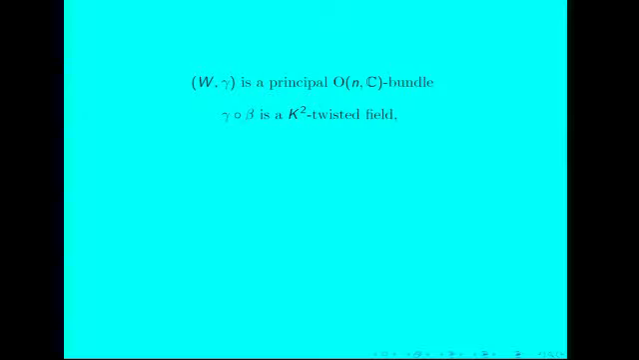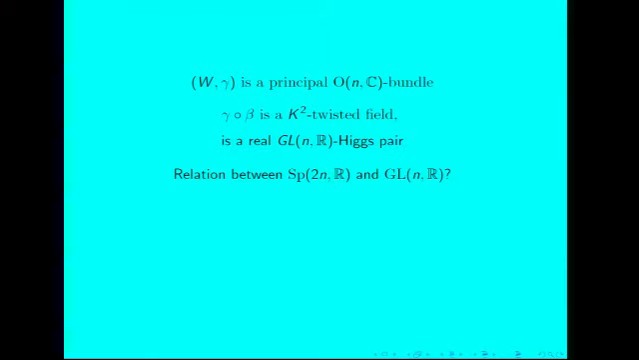So the question is, what's the relation between Sp(2n,R) and this object? Well, I should say before that this object happens to be a real GL(n,R) Higgs pair. I say pair because the field is twisted by K squared. What's the relation between Sp(2n,R) and GL(n,R)?